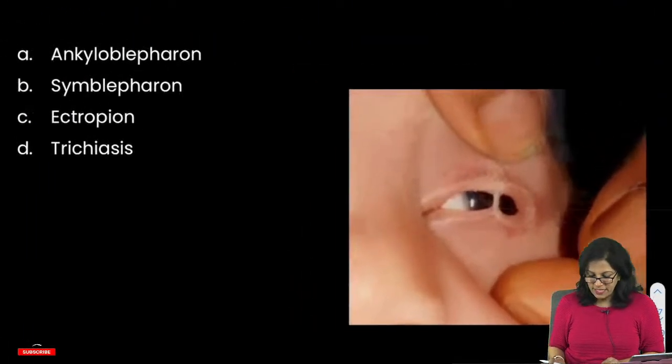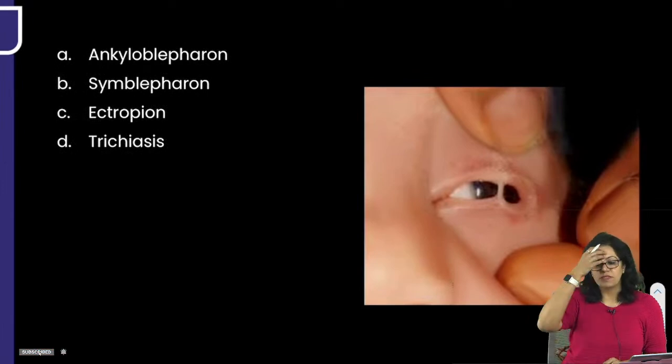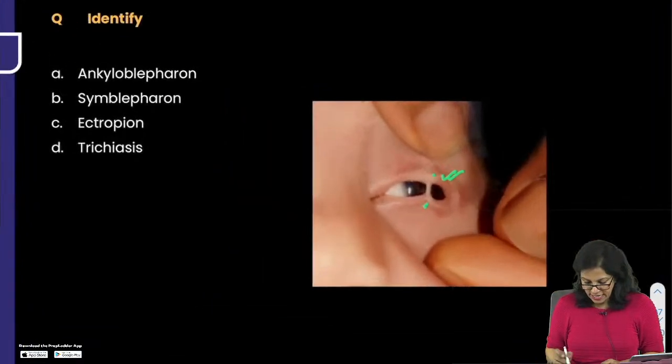Now this was, again, I have taken it as such because this has been asked in the PG. So you should know what this is. What is the spot diagnosis? Adhesion between the two lids. Right? This is what is called ankyloblepharon.